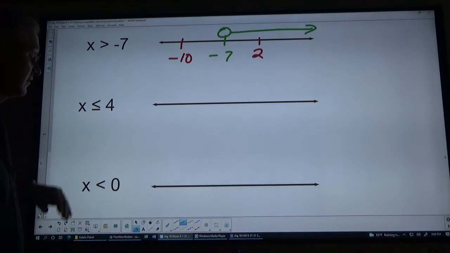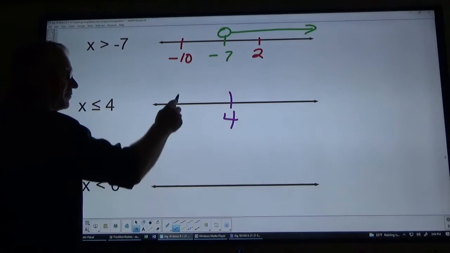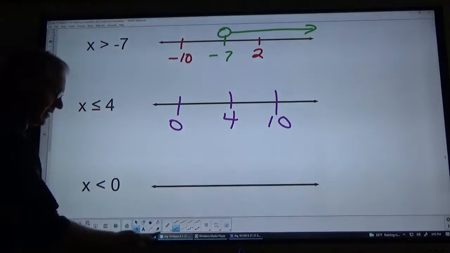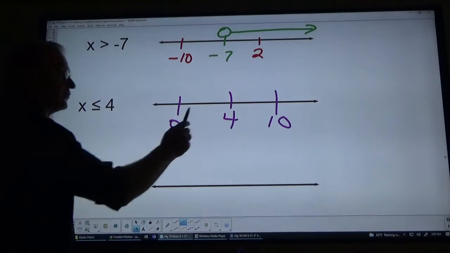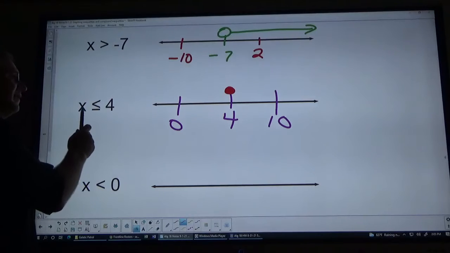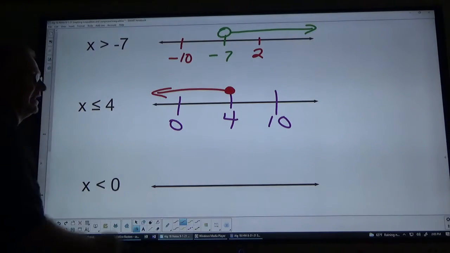All right, so let's take a look at this next one. 4, a number below like 0, a number above like 10, and then we have to graph it. Because it has "or equal to," I'm going to put a solid dot over it, and then a line. 0 is smaller than 4, so it is going to the left.